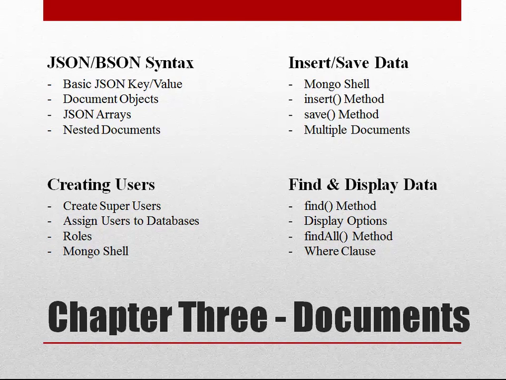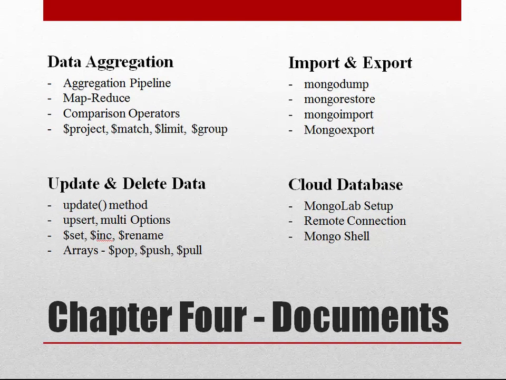So in Chapter 4, we're going to continue working with documents in the database. And when I say documents, that can be thought of as a row in a traditional database. Alright, we'll talk about aggregation. There's a few different types of aggregation. There's pipeline, MapReduce. We'll look at the comparison operators, and we'll look at the project, match, limit, and group operators, as well as others.